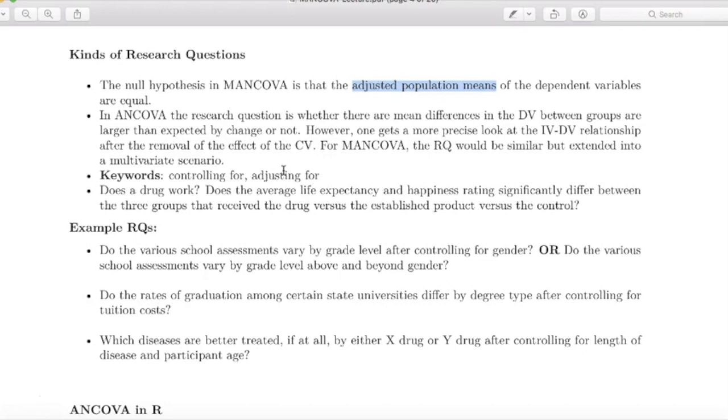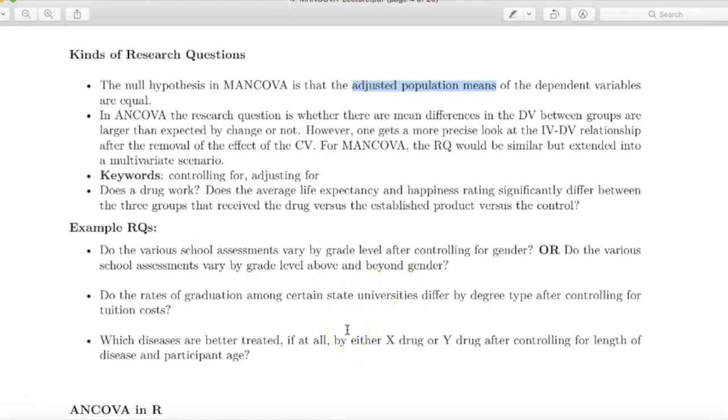So I just modified one of my ANCOVA research questions to a MANCOVA one. So, does the drug work? Does the life expectancy and happiness rating significantly differ between the three groups after we control for whatever covariate we have? The drug versus the established. For research questions, do various school assessments vary by grade level after controlling for gender? Just because I have "various," that kind of tells me that it's multivariate. You can also say "above and beyond gender."